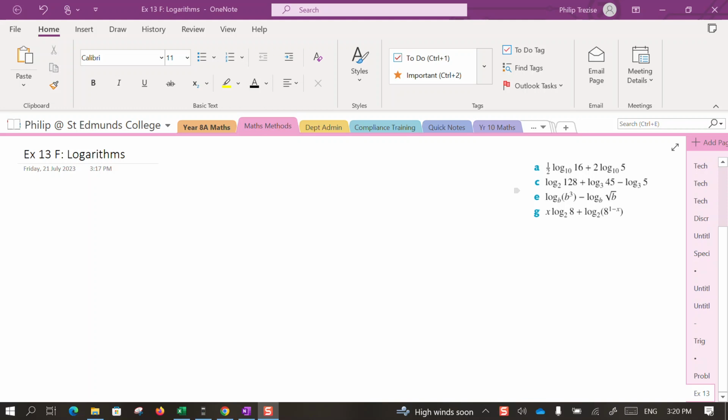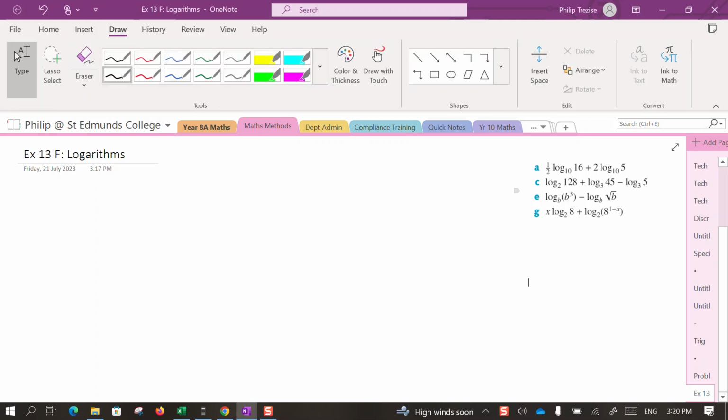Hi everyone, this lesson is going to be demonstrating how we solve some of these logarithmic type equations. So let's begin. We have 1/2 multiplied by log of 16. This is a common log using base 10 plus 2 times log of 5 base 10.